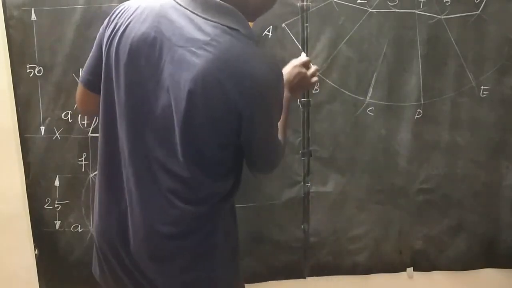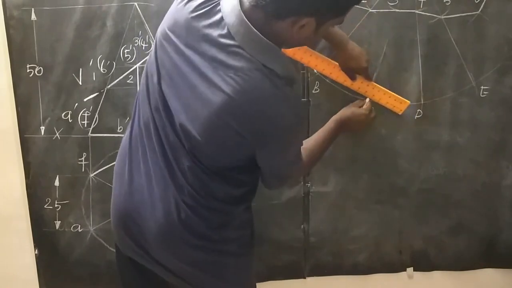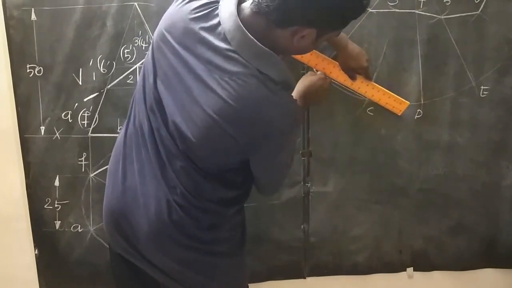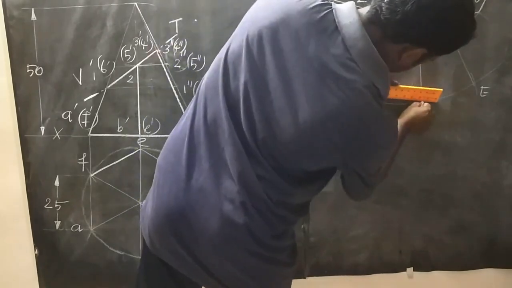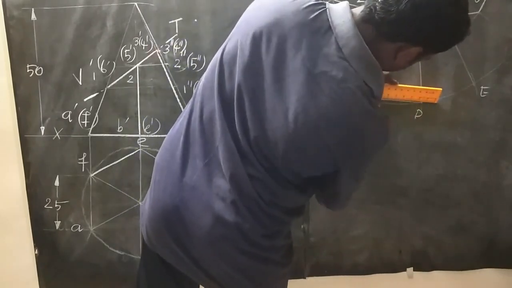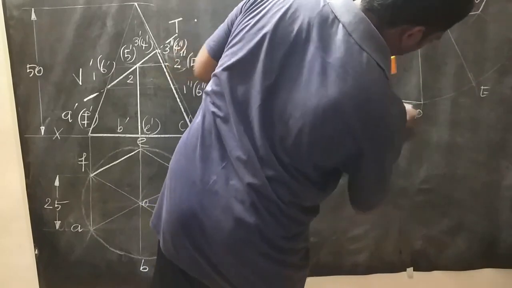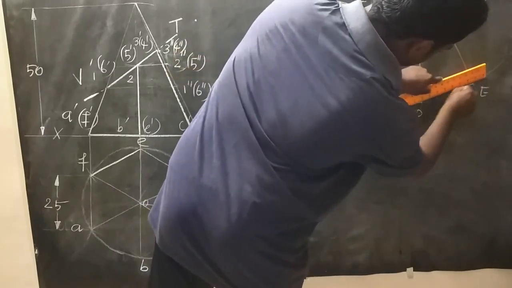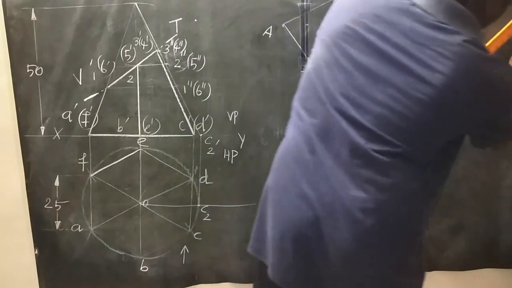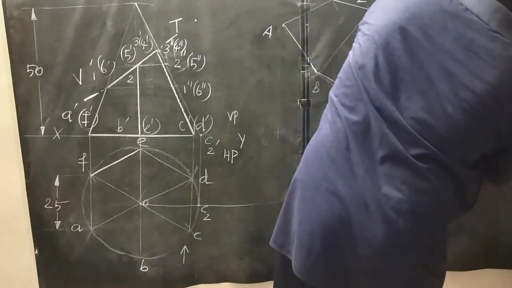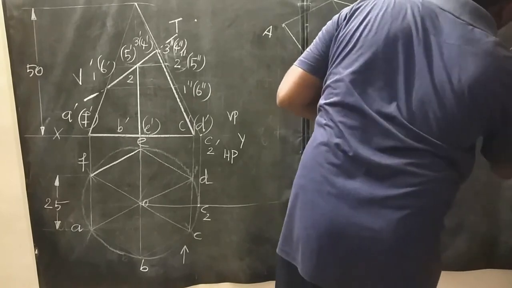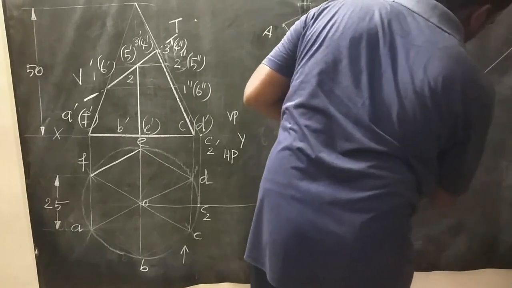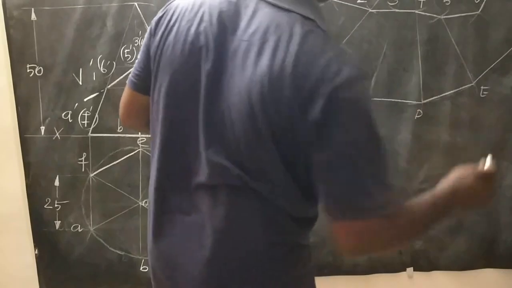Then just erase this unwanted arc here. Then connect this point. Then erase this unwanted arc. Then connect these 2 points, this D and C. After connecting this, erase these unwanted lines. Then connect ED. Then connect FE. Then connect AF. Then erase these unwanted arcs. This is not required. Just erase this.